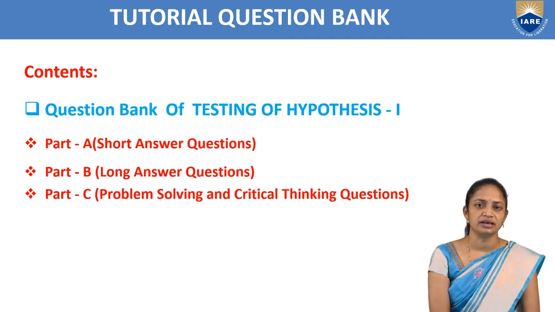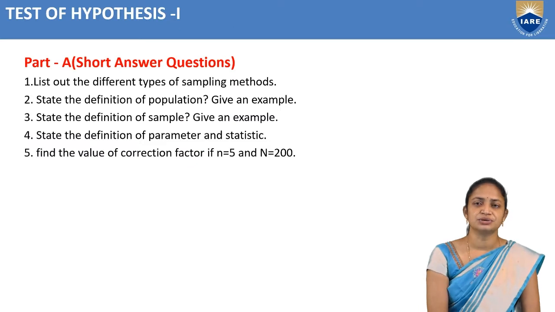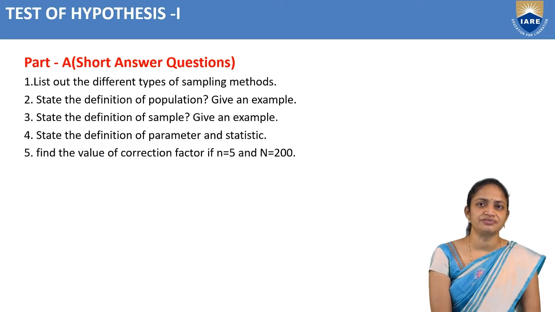In our question bank, we have part A, part B, part C. Three are there. Part A is based on short answer questions. Part B is long answer questions. Part C is problem solving and critical thinking questions. So coming to part A, our first question is list out the different types of sampling methods.